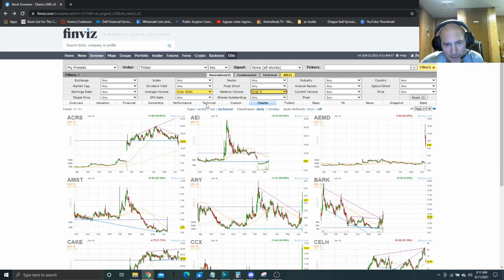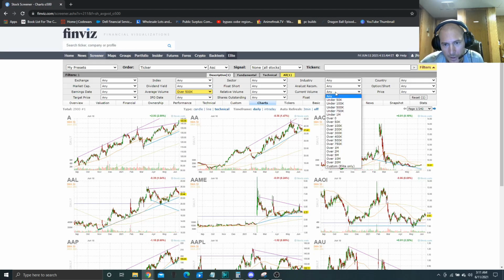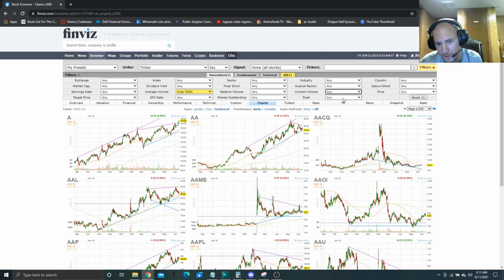Shares outstanding, I don't mess with that either. Industry, same story. Current volume, that's one you may want to mess with. If you get too many results, you can use this to narrow down your searches. Float, once again, if you're looking for low float stocks.